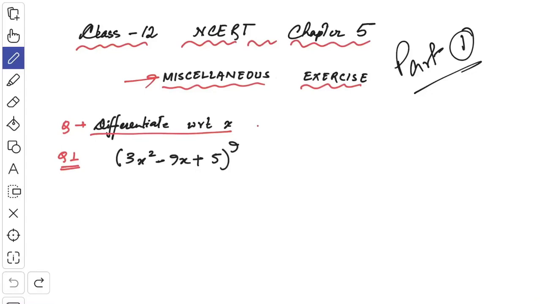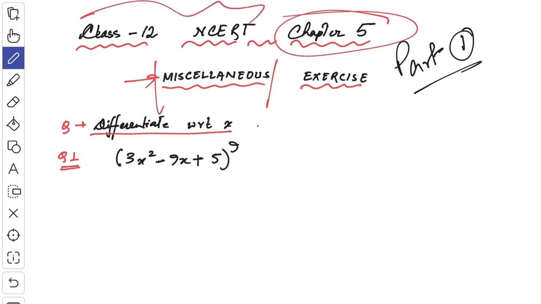Hello students, today we are going to solve the miscellaneous exercise of chapter 5 of class 12 NCERT textbook of mathematics. And here I am not going to solve all the problems. This is part 1. I will make another part, that is part 2, and half of the problems will be solved in that video, okay, in part 2. So now let us start.